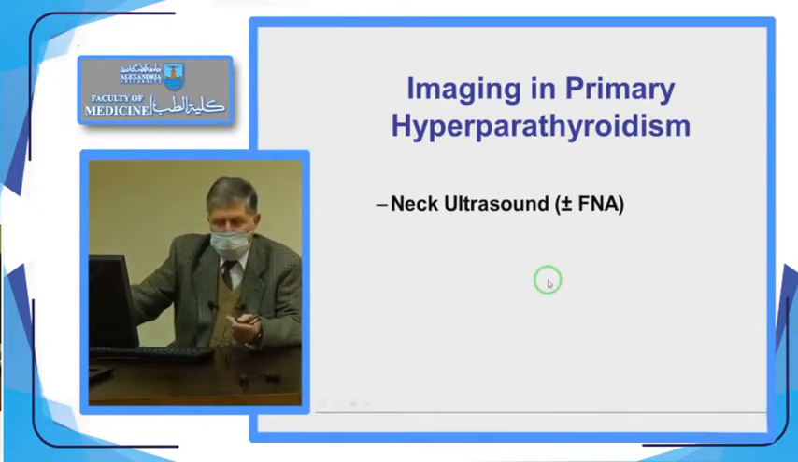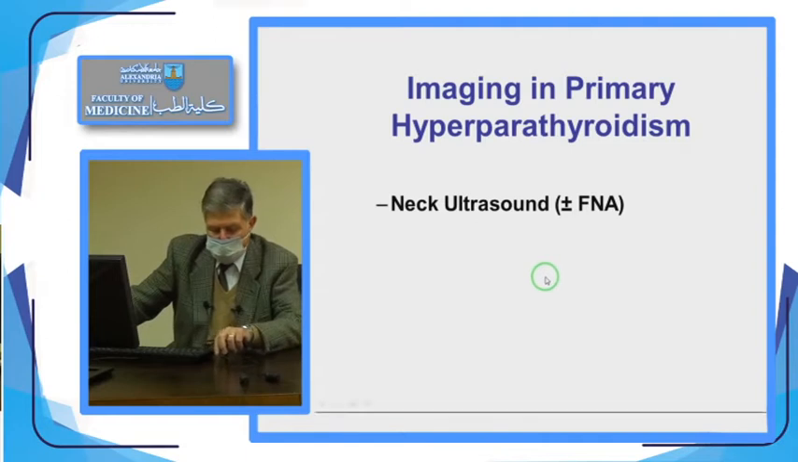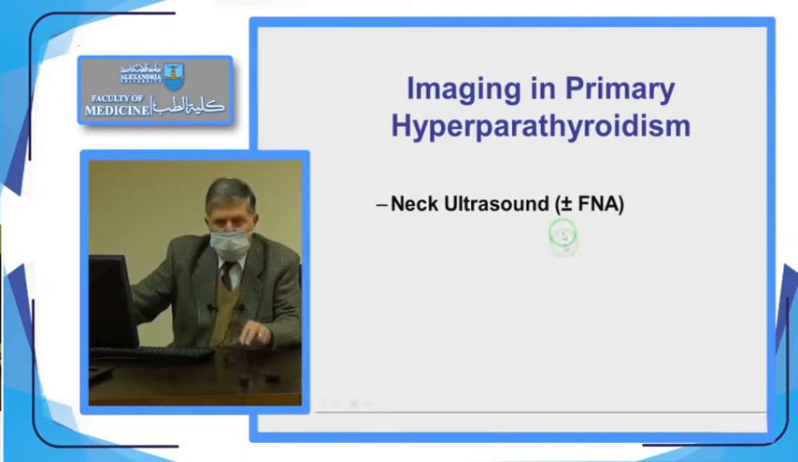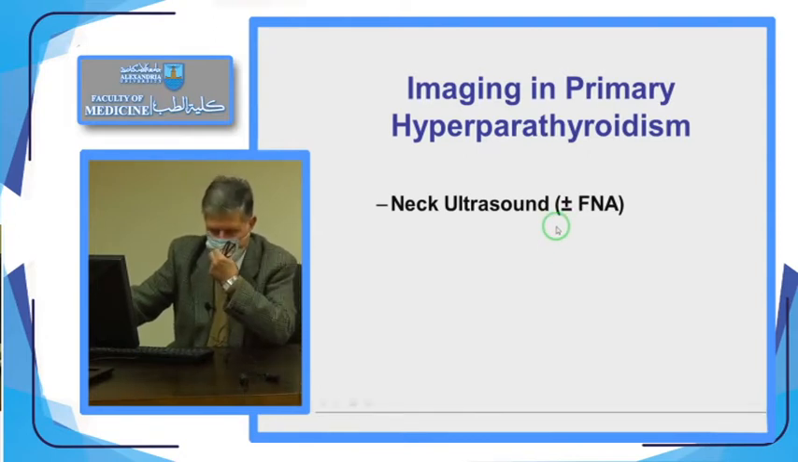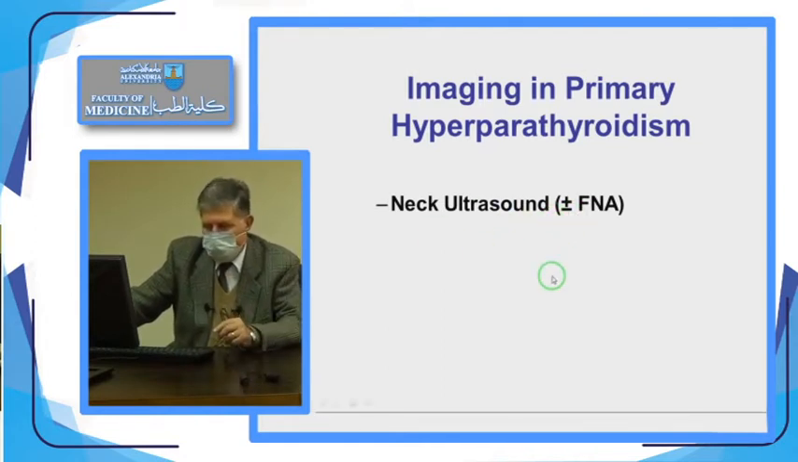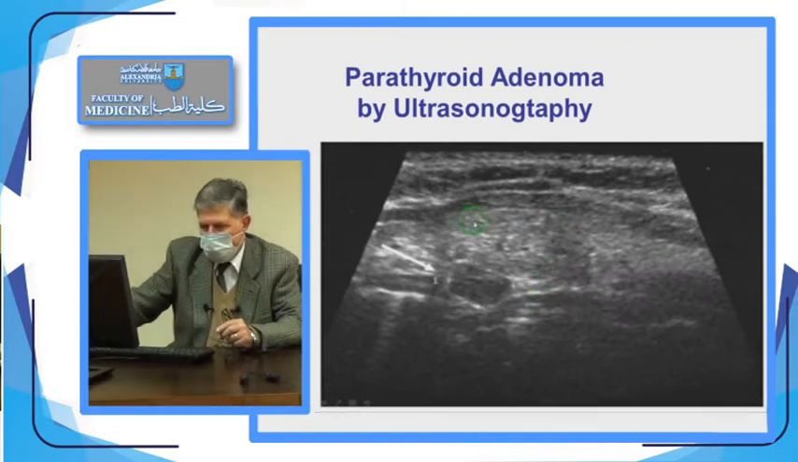Once you have diagnosed primary hyperparathyroidism, you have to think about localizing the lesion, because I told you that in 85% of patients with primary hyperparathyroidism, the sporadic type, they have a single adenoma. And the most sensitive way to detect it is by using neck ultrasound, plus or minus fine needle aspiration. And this is the ultrasound, this is a longitudinal scan of the thyroid lobe, with strap muscles anteriorly, covered by the sternocleidomastoid. On the posterior aspect of the thyroid lobe, there is an oval hypoechoic lesion, which is a parathyroid adenoma.